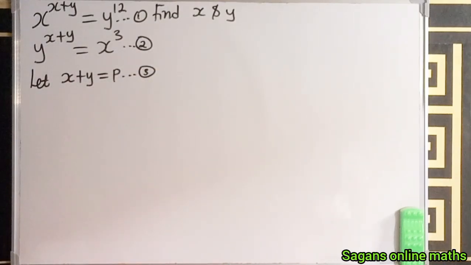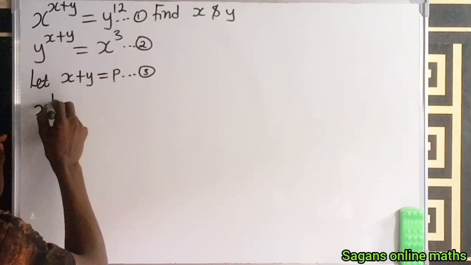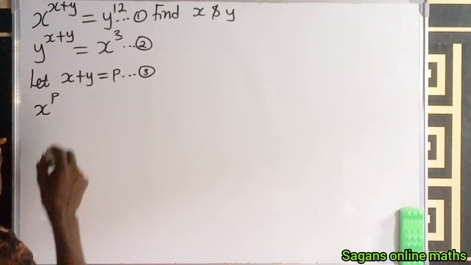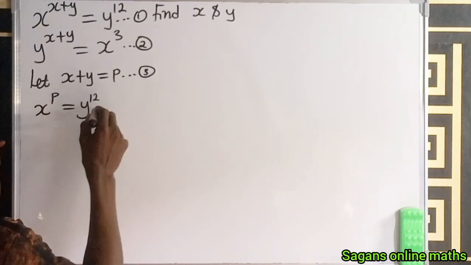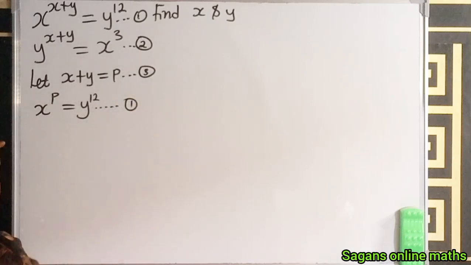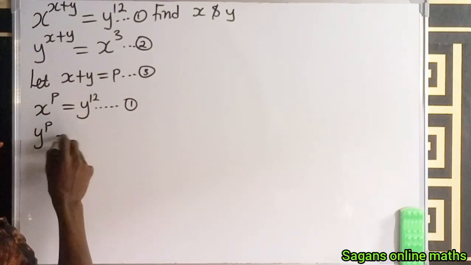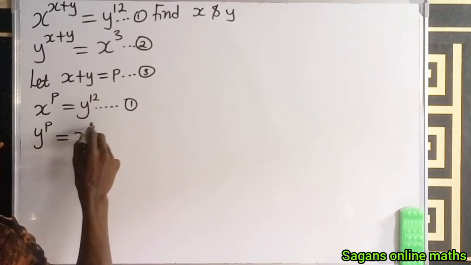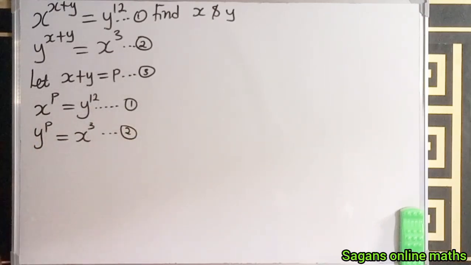Now let's go back to equation 1. It now becomes x to the power of p, in place of x plus y, equals y to the power of 12. Don't forget that this is still our equation 1. Then here I'm going to have y to the power of p equals x to the power of 3. And this is still our equation 2.